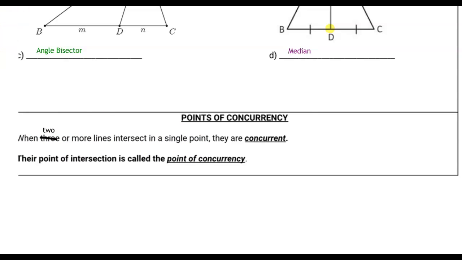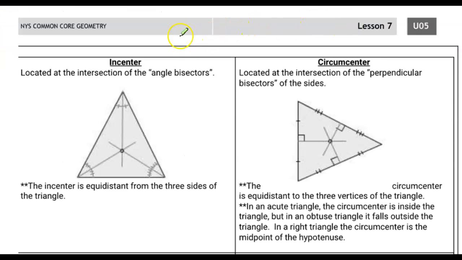All right, moving forward. In this next section, I'm going to show you a couple of different centers of triangles and identify how to find them. The first one that we want to talk about is incenters. Anyway, the incenter is located at the intersection of the angle bisectors.